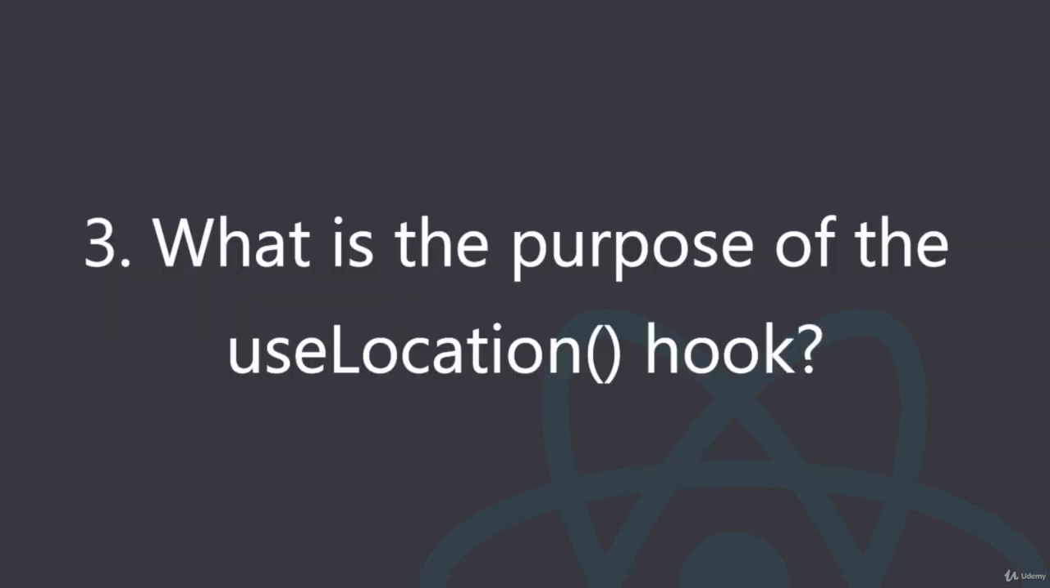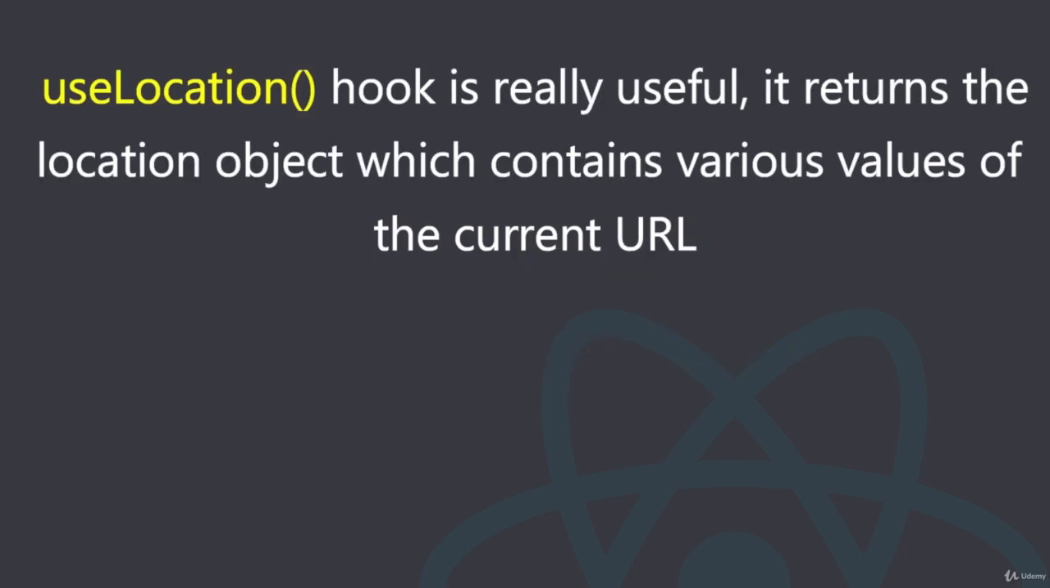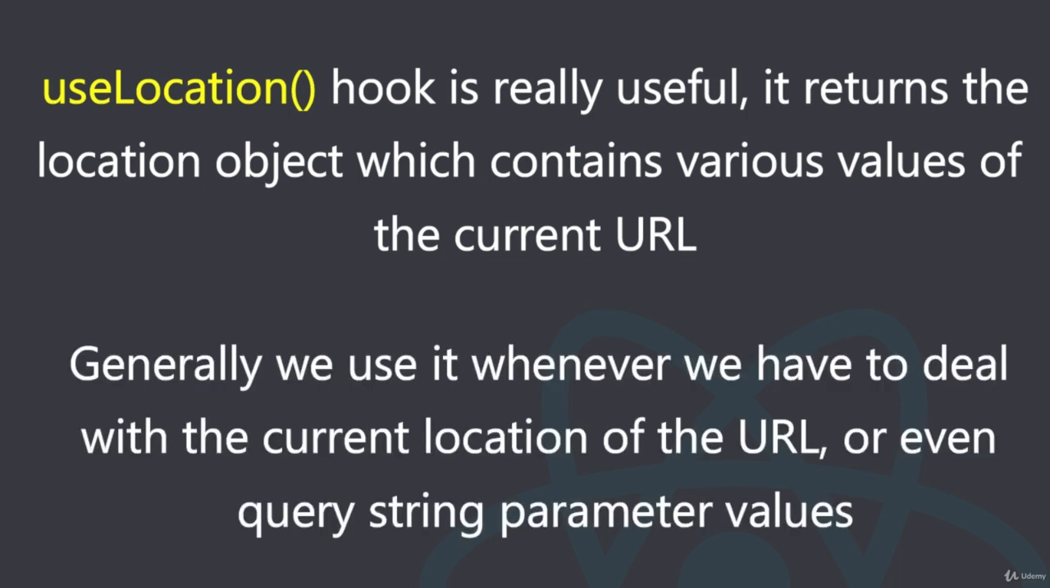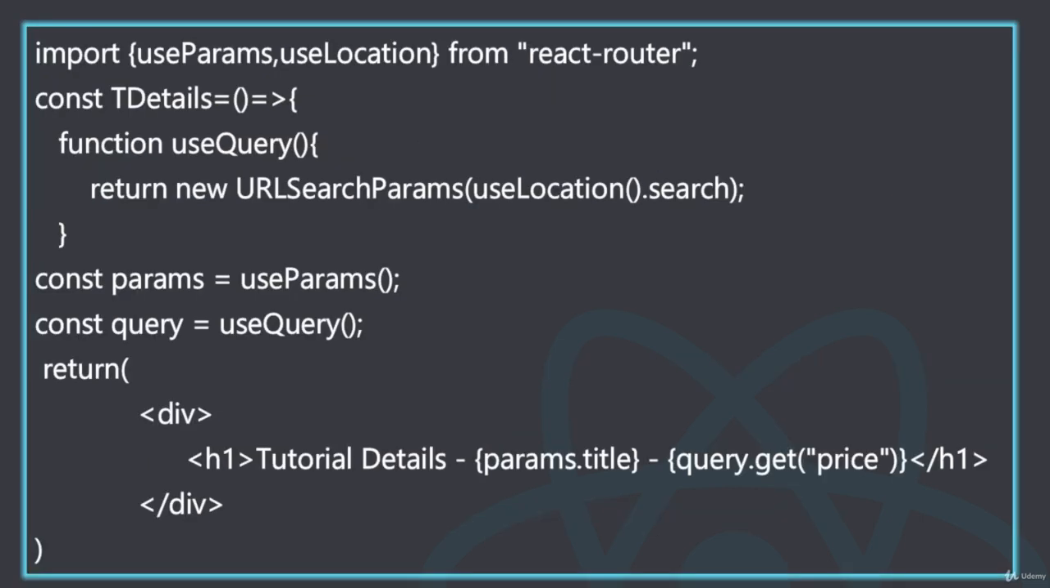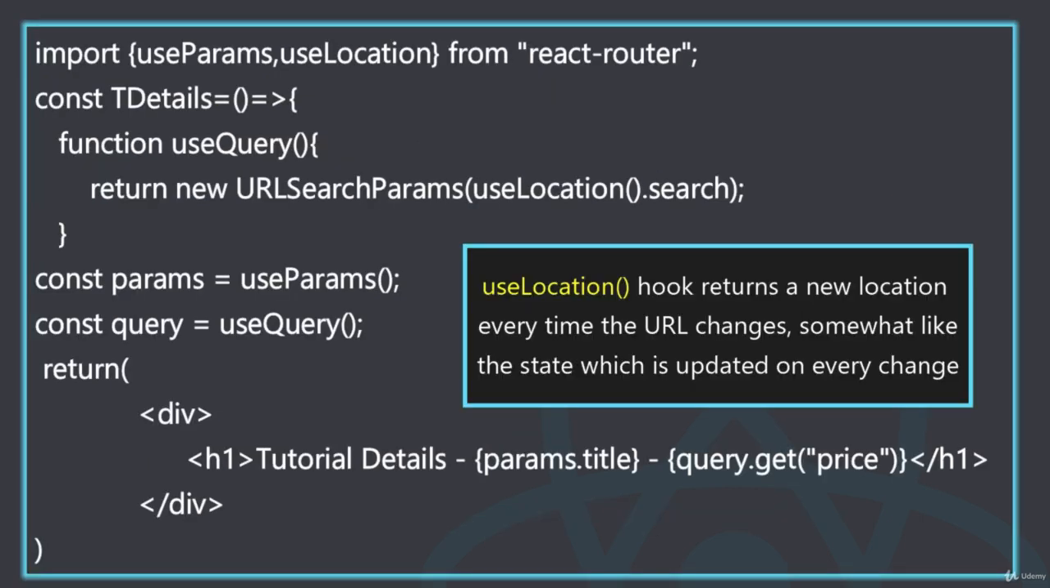The third question is, what is the purpose of the useLocation hook? Well, this hook is really useful. It returns the location object which contains various values of the current URL. Generally, we use it whenever we have to deal with the current location of the URL or even query string parameter values, as we have seen in this example. It returns a new location every time the URL changes, somewhat like state which is updated on every change.